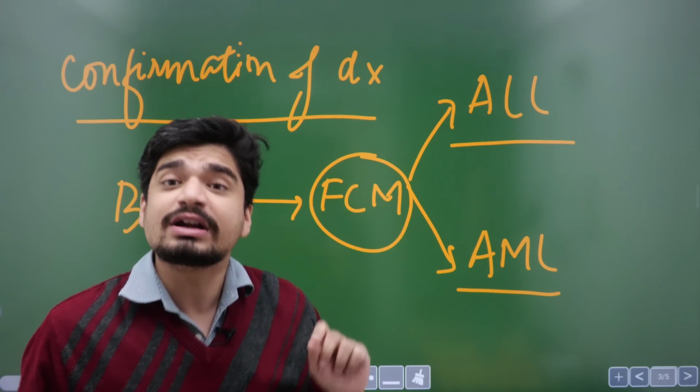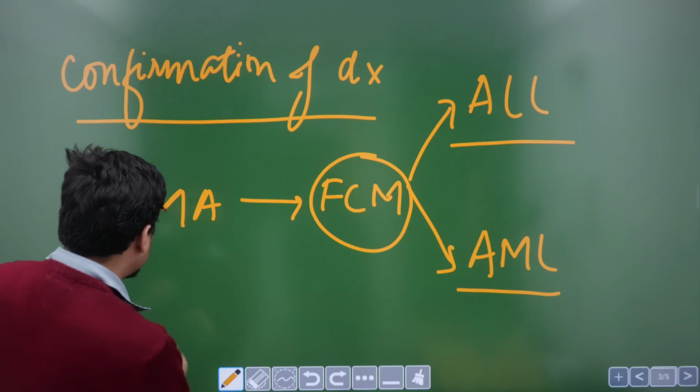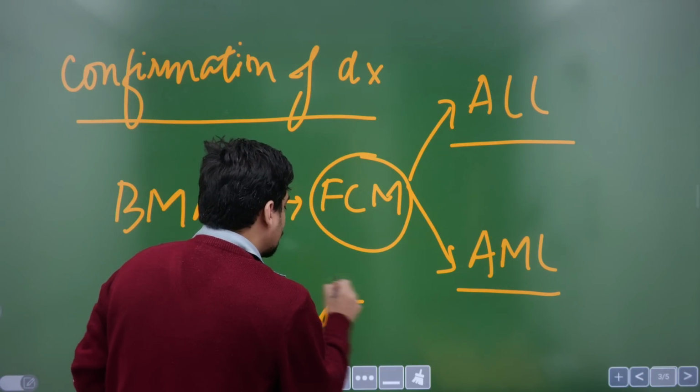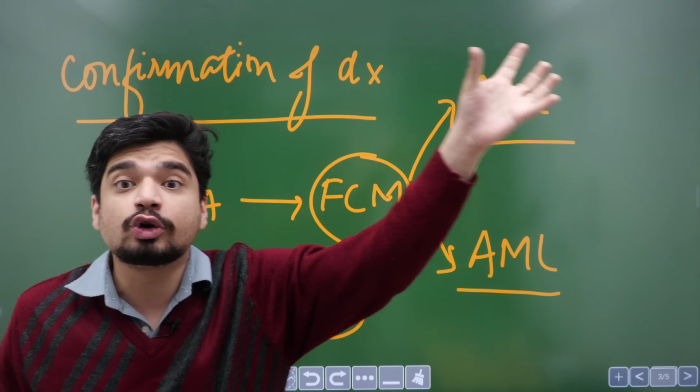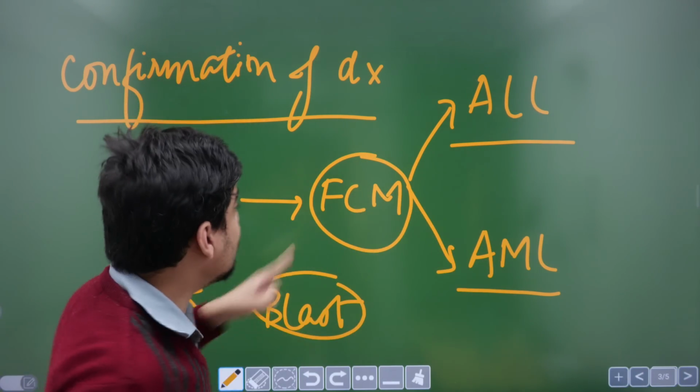Sometimes they ask: tell what you will do for confirmation of diagnosis. Can PS confirm the diagnosis? No, because PS will simply show blast hai ya nahi, whether blasts are present or not. It cannot tell you whether they are lymphoid blasts or myeloid blasts. For that you need flow cytometry.